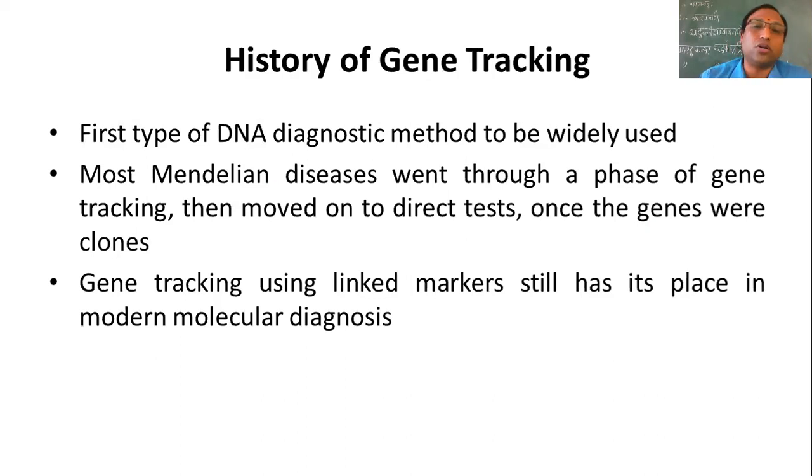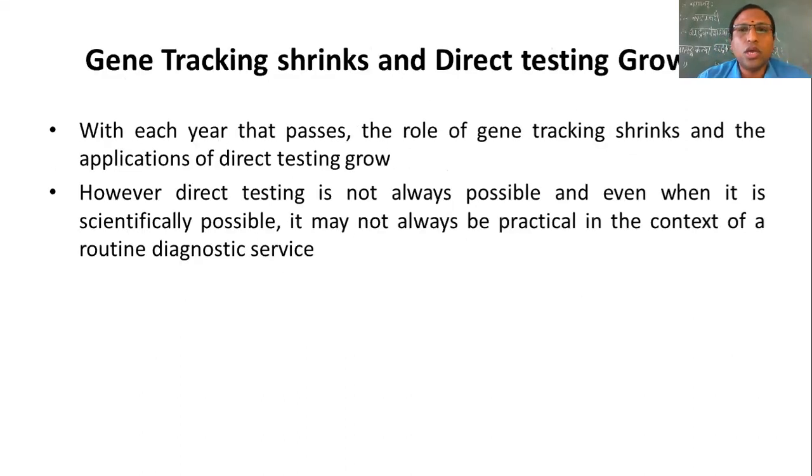That is a very important topic, because linked markers mean that near the affected gene there are certain genes which are always close together. That acts as a linked marker, and based on the linked markers we can track that particular gene in the loci, whether it is deformed or normal. So gene tracking shrinks and direct testing grows.